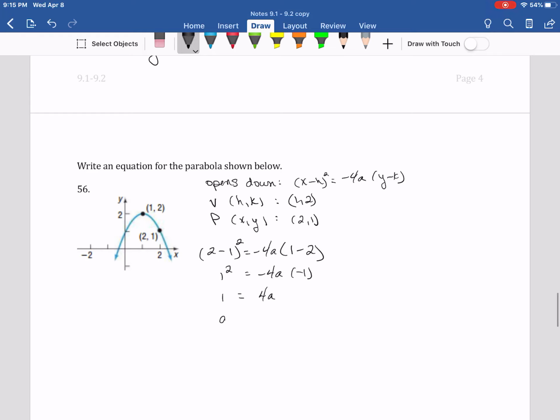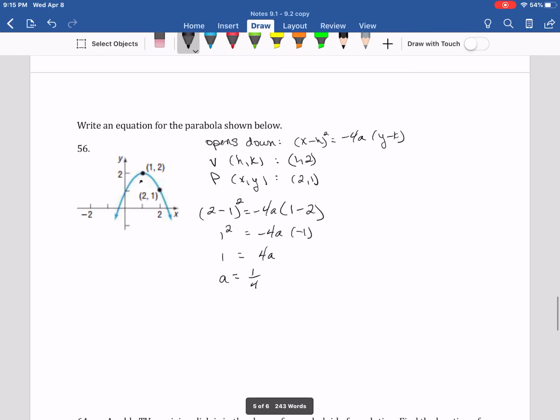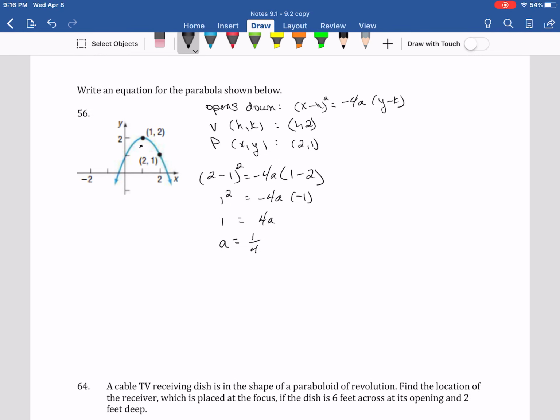And we're doing this so that we could figure out the value of a. a is equal to 1/4. And so if I wanted to know where the focus was, it would be 1/4 of a unit directly below the vertex. I don't really care, but that's where it would be. Because I need to know the equation, all right? So the fact that the focus is in that position is great, but not necessary.